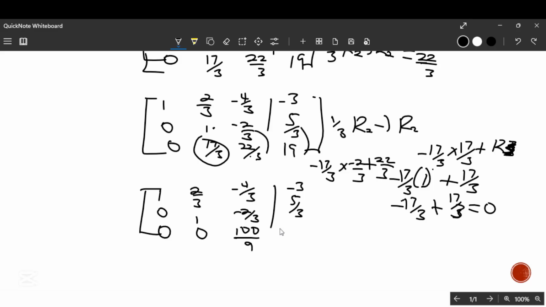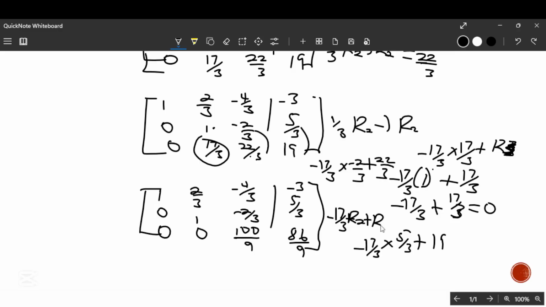And then the last one is negative 17 on 3 times 5 on 3 plus 19. This one too gives us 86 on 9. Let's enclose them. So this is what we just performed here: all the row 2 elements plus row 3 elements, results sent to row 3.